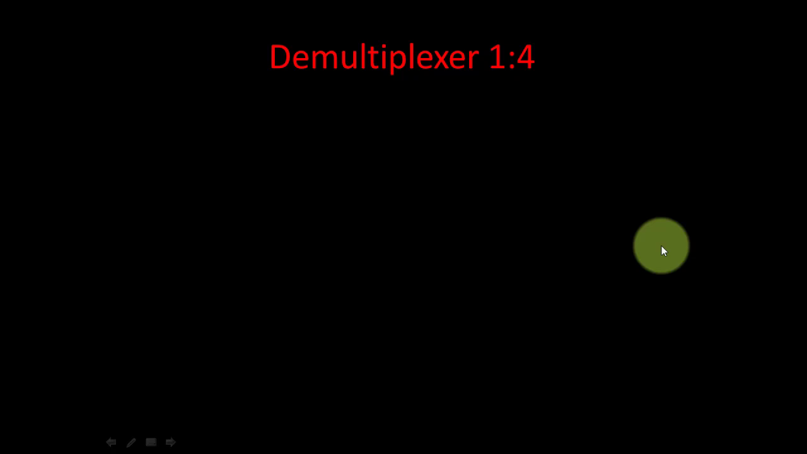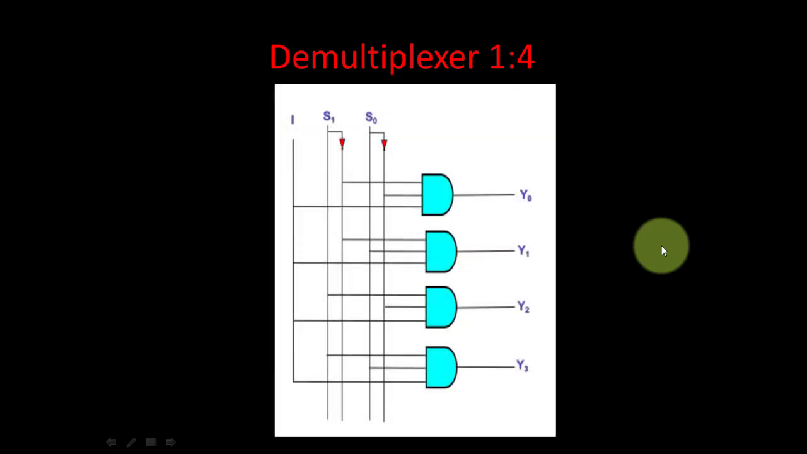A 1:4 demultiplexer. A demultiplexer is the opposite of a multiplexer. In a multiplexer there are many inputs and one output. In a demultiplexer we have a single input and many outputs. Here you can see simple AND gates, and this is a single input I. This input is connected to each and every AND gate. As you know, for an AND gate, only if all the inputs are high is the output high.